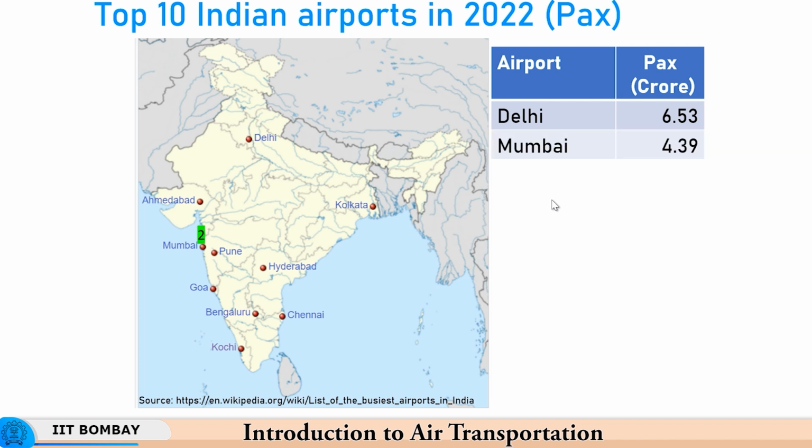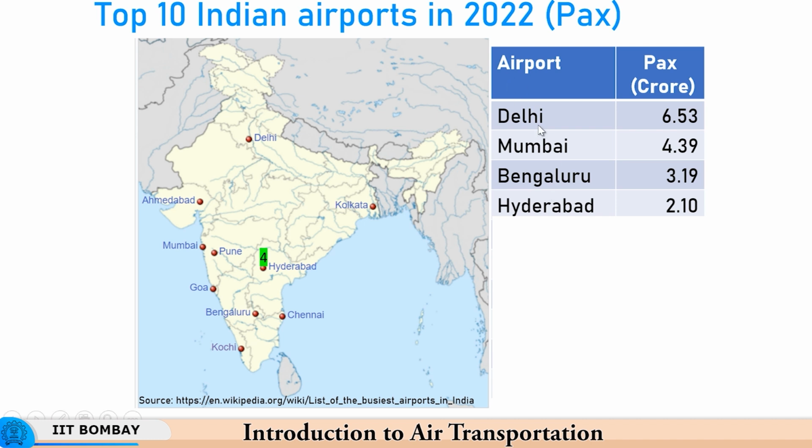Next is the Mumbai airport, which operated nearly 4.4 crore passengers last year. Third is Bengaluru airport, which operated 3.2 crore passengers. Next is Hyderabad airport, just above 2 crore passengers. So, Mumbai operates double the passengers of Hyderabad airport, and Delhi operates double the passengers of Bengaluru airport.